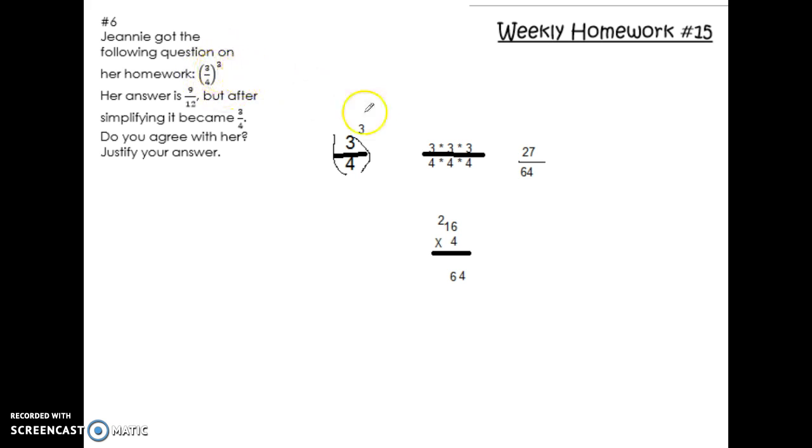That's what we get when we cube this. That's what to the power of 3 is. It's also known as being cubed. So her answer is 9/12, but after simplifying it became 3/4. Do you agree with her answer? Justify.